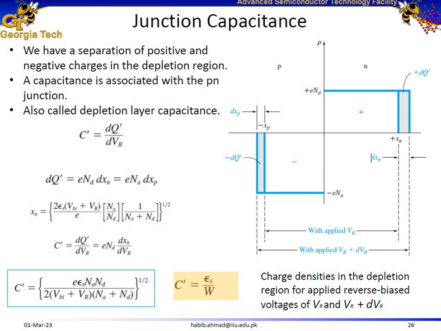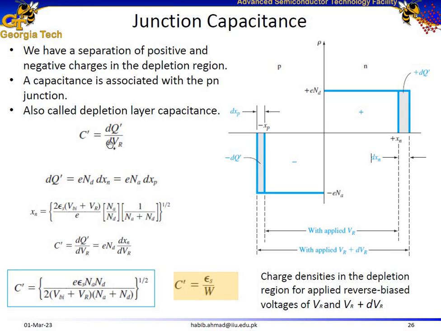For a PN junction, we have separation of positive and negative charges. And whenever there is a separation of positive and negative charges, it means there would be a capacitance in that region as well. Capacitance is equal to Q divided by V. Q is equal to CV as a basic equation, as you already know. With an increase or decrease in the reverse bias voltage, this depletion width would also increase or decrease, and the charges in the depletion region would also increase or decrease.